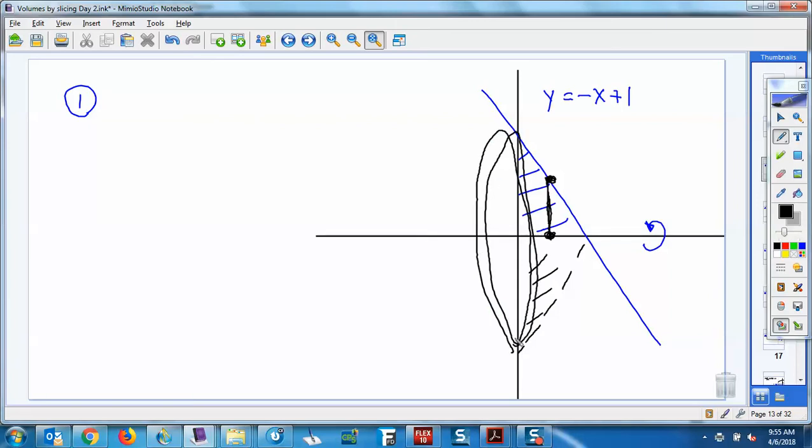Kind of a cone tipped up. If we revolve this region, we would have a cone shape. And what would our slice be? Our slice right here would be this circle. So this would be our circular slice.